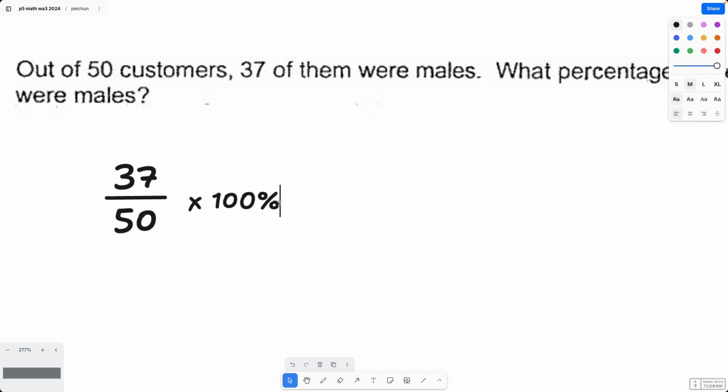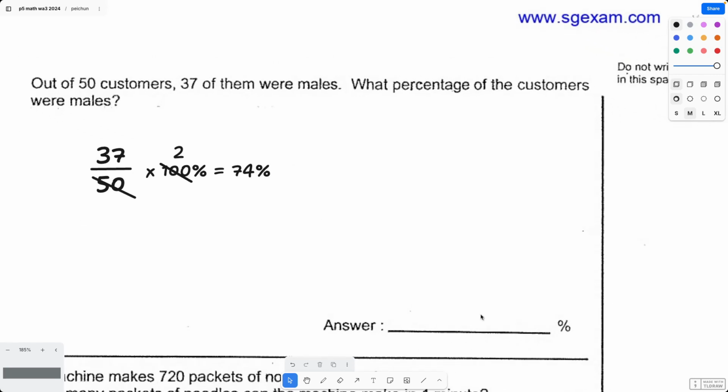So to simplify this, we can cancel this out. So we can cancel 50 and we can cancel 100. So 100 divided by 50, this will become 2, right? So basically we have 37 times 2, and the answer to this is 74% in this case over here. And that's it. So the answer is 74%. Okay, that's the answer to this question, 74%.